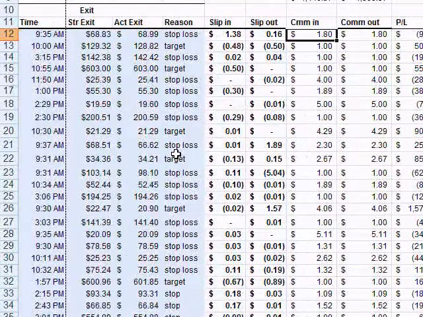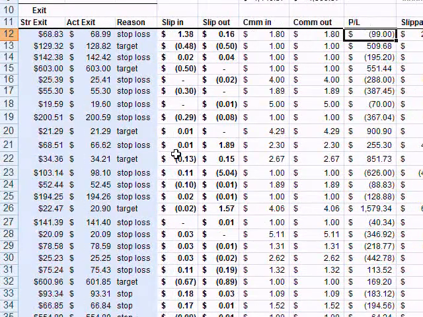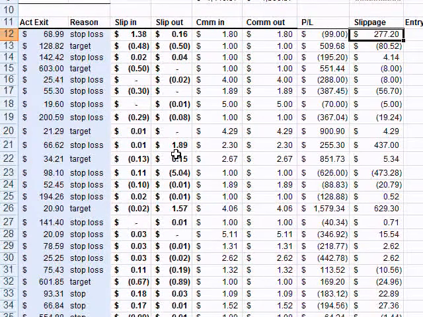Also, I track the commission. How much money did I spend in commission in getting into the trade and getting out of the trade, and then I make sure my profit and loss takes that into account. So I track all that, but the real key to this is tracking profit and loss at a transaction level.